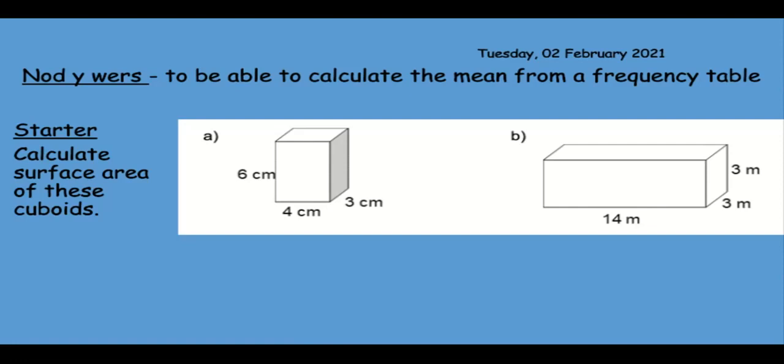This lesson is about calculating the mean from a frequency table. But this time we're going to look at the more formal method when we've got bigger numbers, and writing a list really wouldn't be very helpful really. I'm going to start with finding the surface area of these two cuboids though. So just calculate them while you're working on them. Obviously pause, and then we will come back and mark our own. Welcome back. Let's have a look at the answers.